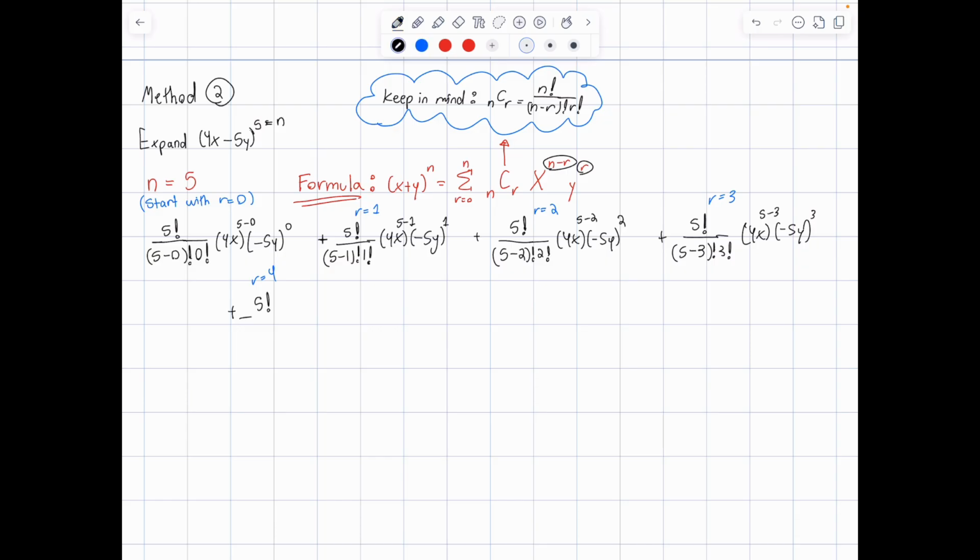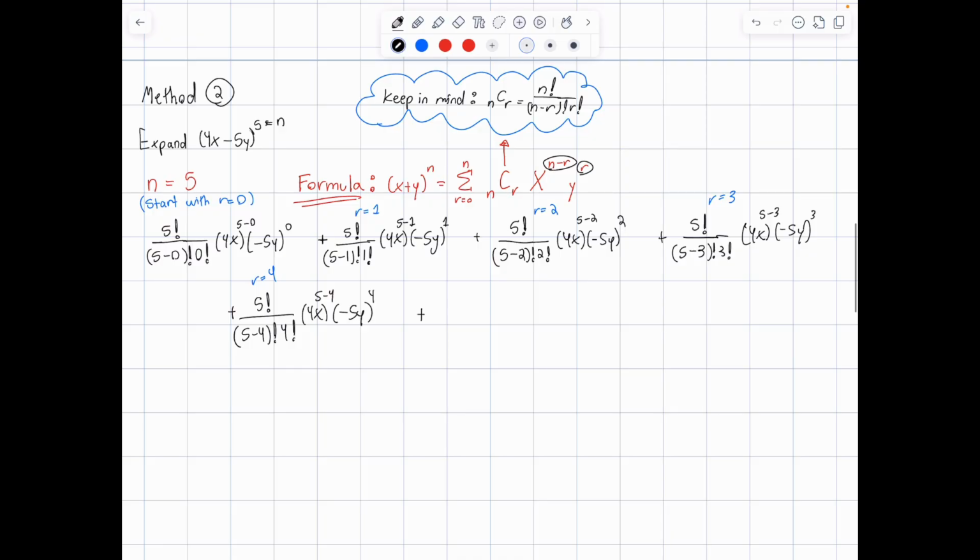So 5 factorial over 5 minus 4 factorial, 4 factorial. We're going to write our x value, which is 4x in this case, our y value, negative 5y. The exponent on the negative 5y is the r value, which is 4. The exponent on the 4x is n minus r, which is 5 minus 4.